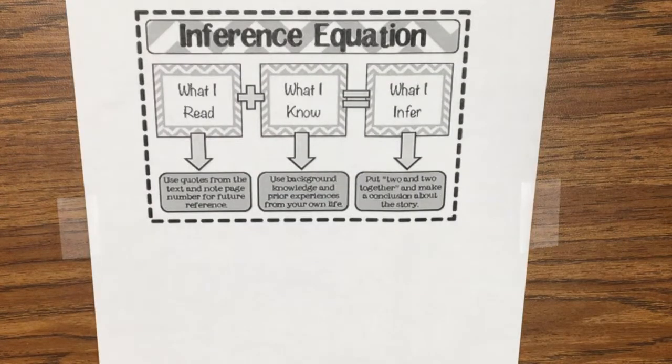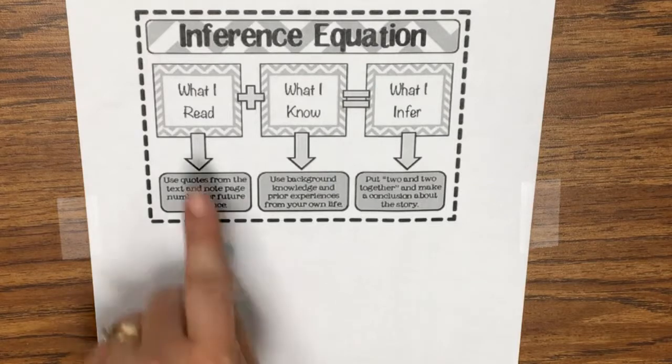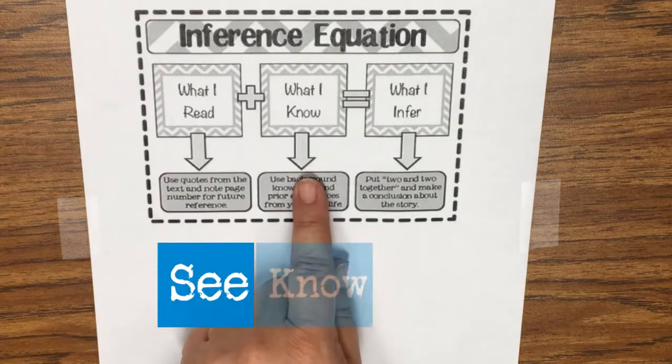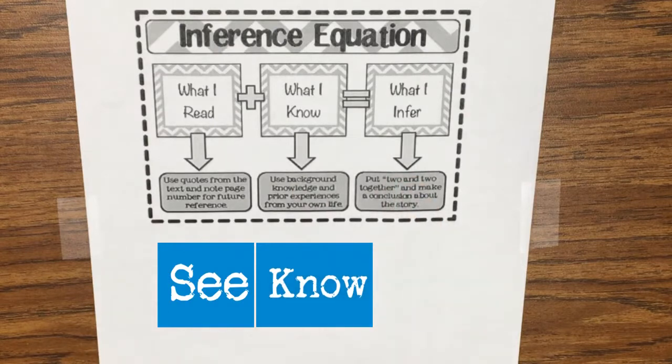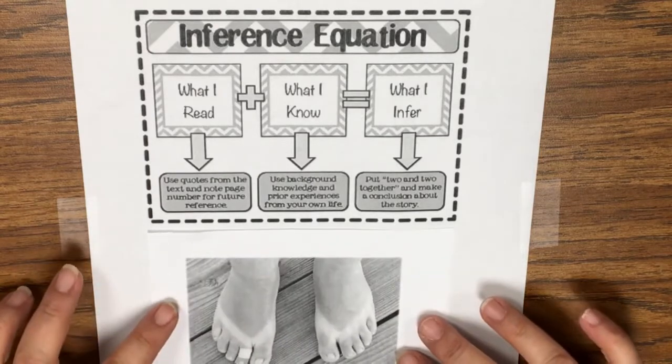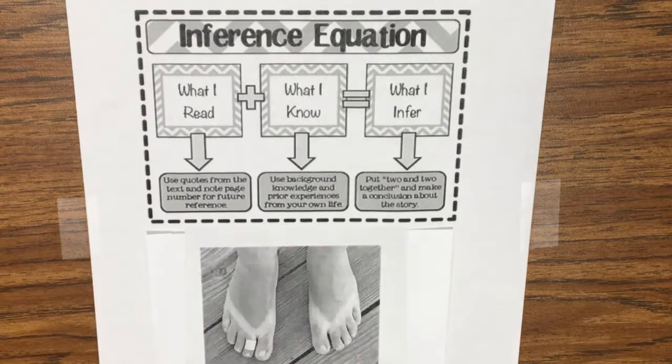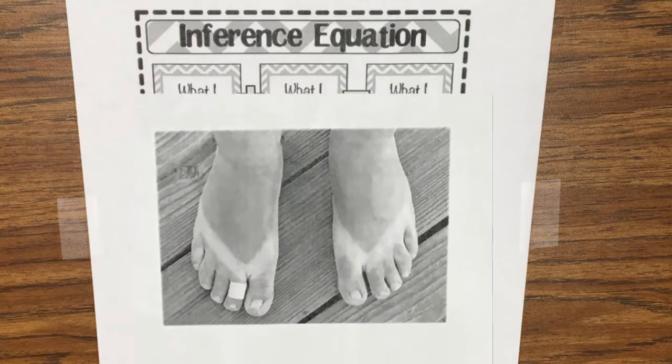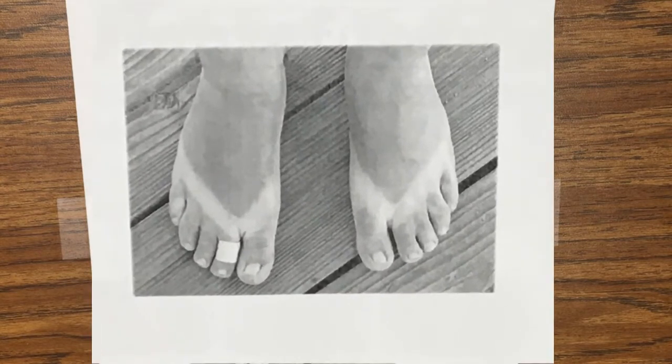Inferencing is basically an equation. I take what I read plus what I already know, and then I can make an inference as to what I'm seeing. One thing you can do at home is just look at pictures with your child. In this picture, I see that the child has a suntan line, a band-aid on their toe, and is standing on some type of wooden dock. I also see a little bit of sand on the dock.